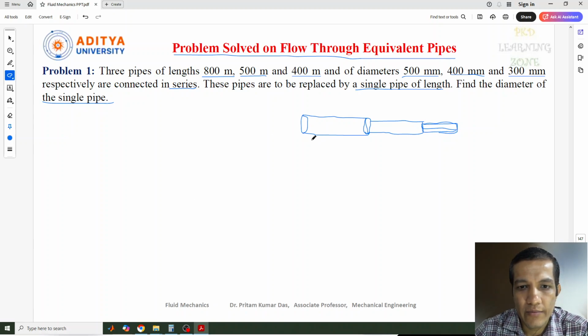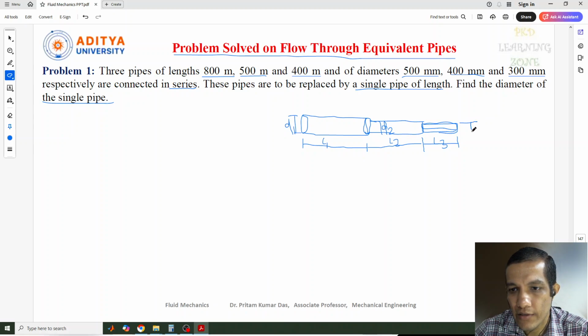So you can see three pipes. This is pipe number 1, this is pipe number 2 and this is pipe number 3. All these pipes' lengths and diameters are given. This is L1, this is L2 and this is L3. For pipe 1, D1 is given, this is diameter 1, and this is D2 and this is D3. All these details are given for the pipes.